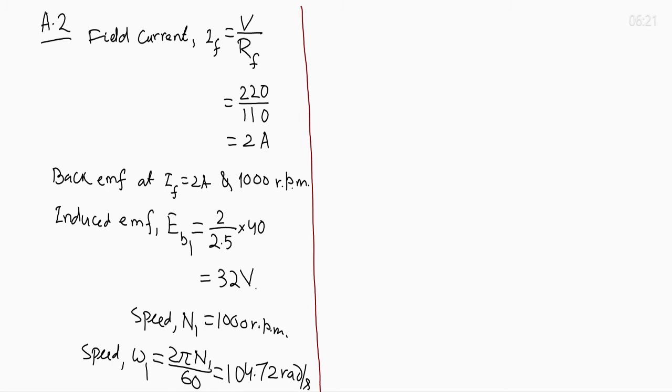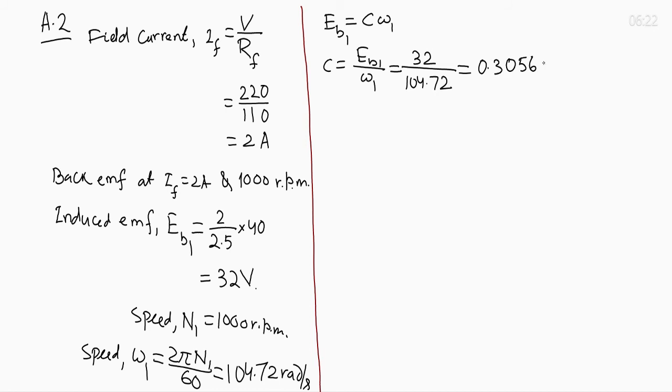So, now you know that back EMF EB1 equals C times omega 1, where C is the proportionality constant. So, what is C? C is EB1 by omega 1. EB1 is 32 volt and speed omega 1 corresponding to 1000 rpm is 104.72 radian per second. So, we find out the proportionality constant: 0.3056 volt per radian per second. By mistake only radian per second is written.